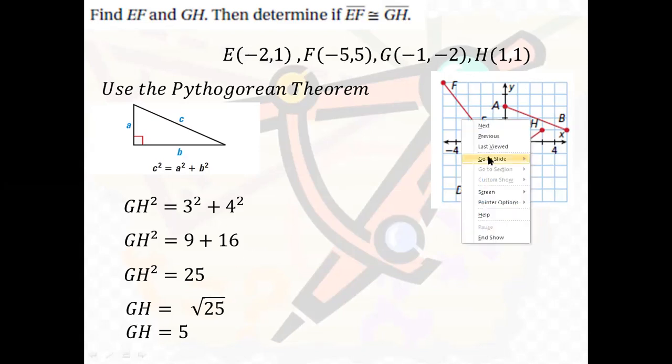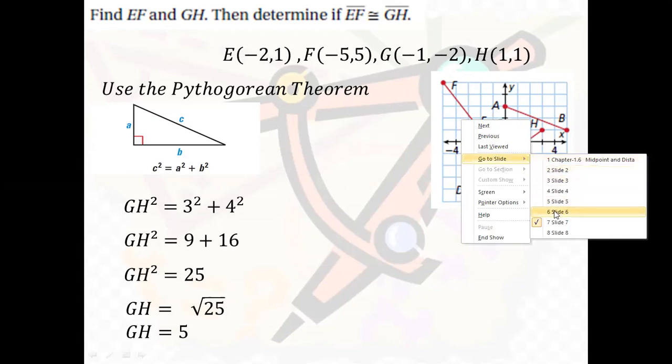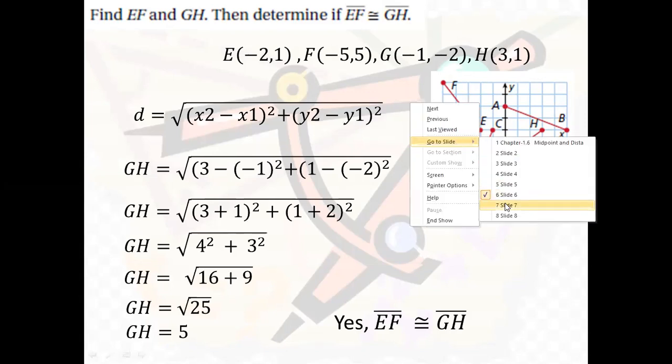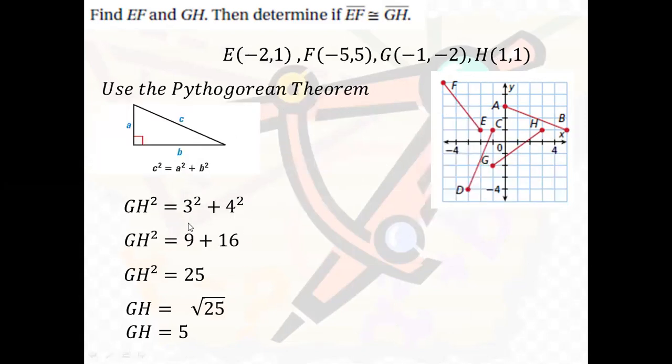So in the previous slide, using the distance formula, we found out GH is 5. In this part, we used the Pythagorean theorem and still found that GH is 5. In fact, I feel the Pythagorean theorem is interesting to do. It is much easier than using the formula, but you need to know both of them. Because GH is also 5, we are going to say yes, EF is congruent to GH.